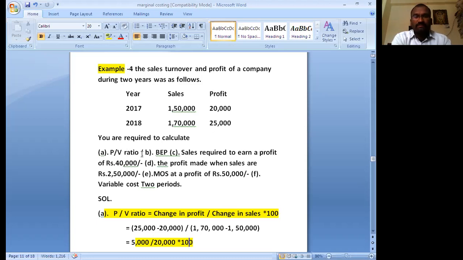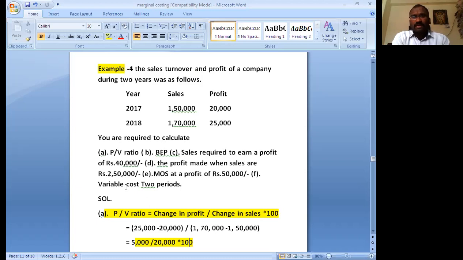First, calculate the PV ratio and break-even point. Sales required to earn a profit of rupees 40,000. The profit made when sales are rupees 2,50,000. Margin of safety at a profit of rupees 50,000. And the variable cost for 2 periods, meaning 2017 and 2018.